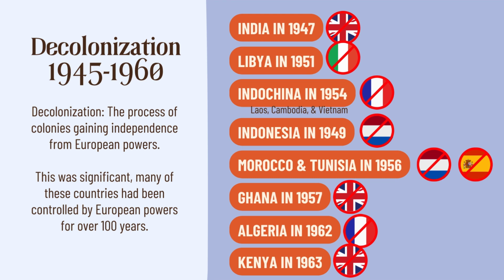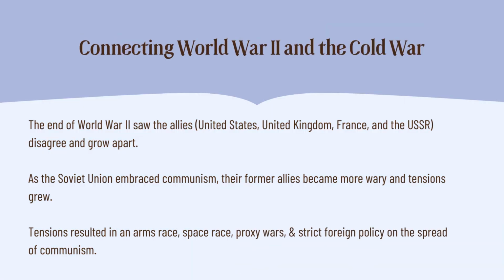Morocco and Tunisia, one of those flags is wrong. That should be France. France and the Netherlands have similar flags. They're just facing different ways. So Morocco and Tunisia gained independence from France and Spain. Ghana gained independence in 1957 from the United Kingdom, Algeria from France in 1962, and Kenya from the United Kingdom in 1963. A lot of these countries are in Africa or South and Southeast Asia. So these countries are gaining more independence and now they're in charge of their own country, which was unique for them. So let's connect our last lesson to this lesson.